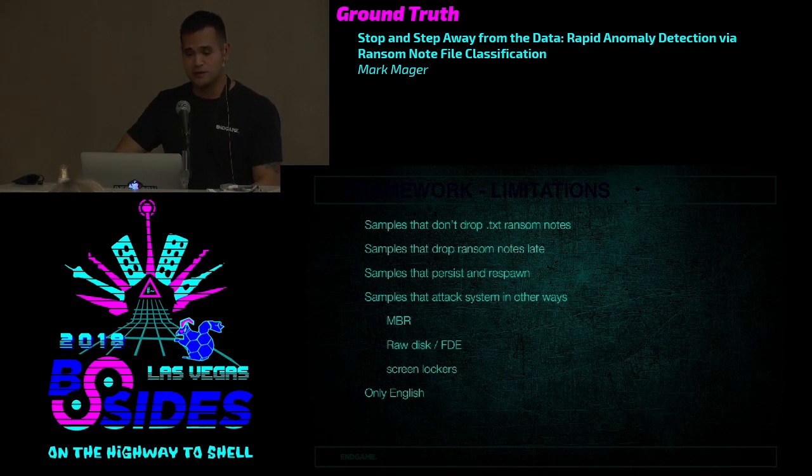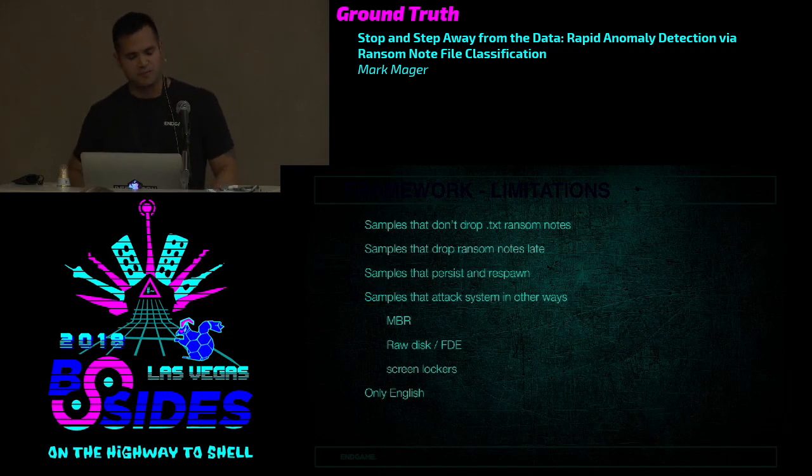There are some samples. I don't know any specific families at the moment because I've tested so many samples over the past few years, all the family names run together. But there's some samples that don't drop ransom notes until nearly the end. So when they've essentially encrypted everything on the file system, then they go back and write out the ransom notes, which would defeat the purpose of our framework in that instance.